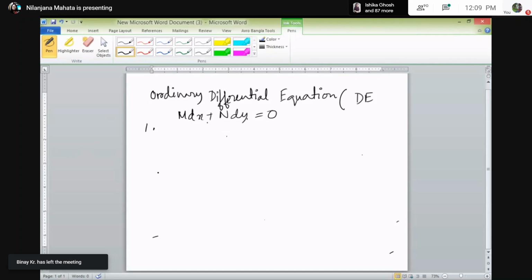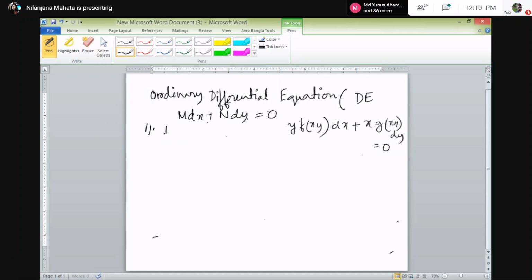Now, another problem is M dx plus N dy is equal to 0, and the form of the equation you can write such that it is y f of xy dx plus x g of xy dy is equal to 0. Then 1 by (Mx minus Ny) will be an integrating factor, provided Mx minus Ny is not equal to 0. Obviously, you can understand this condition is required for this division.